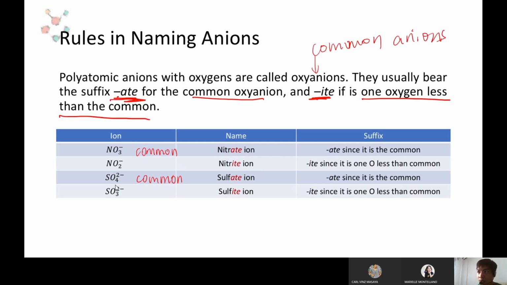Let's go back to this one. This is 3, this is 4. The difference between the two is one oxygen. So we name this sulfate, since it's the common one. But the one with 1 oxygen less than the common, we name sulfite. And there's quite a lot to remember.